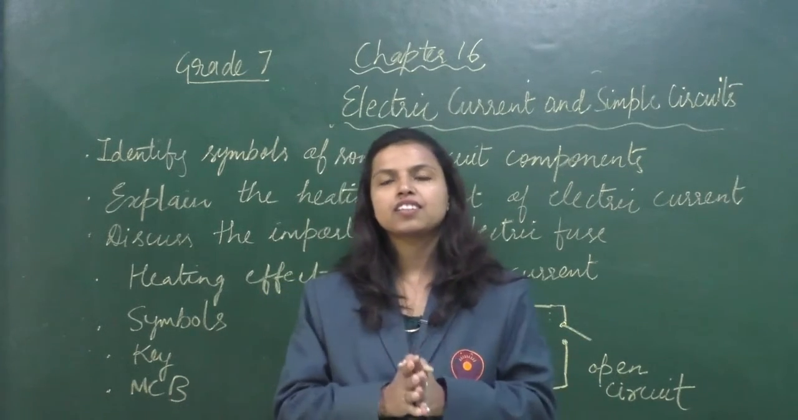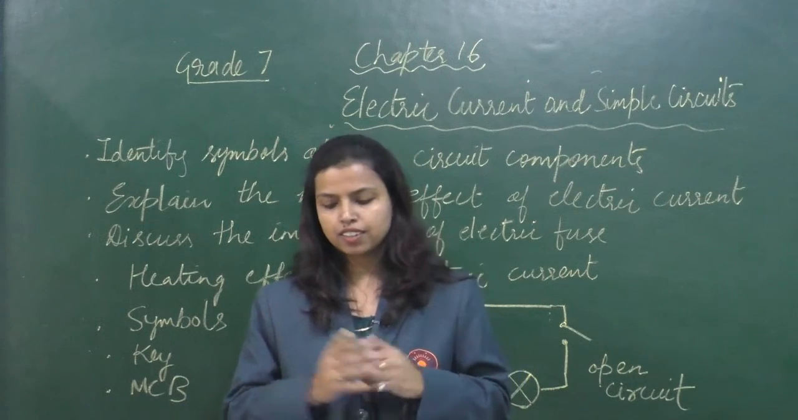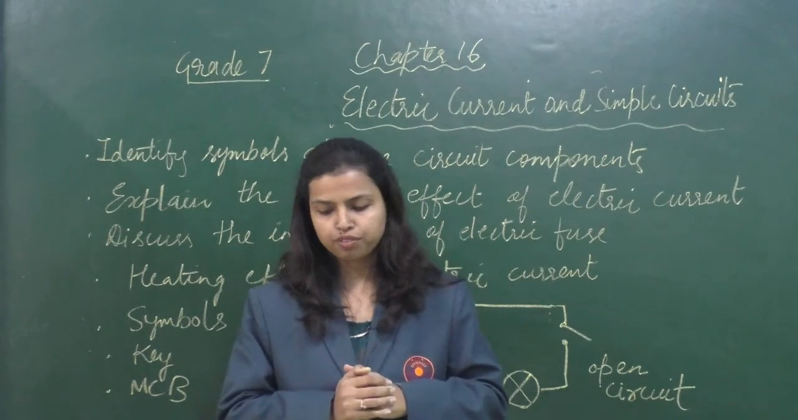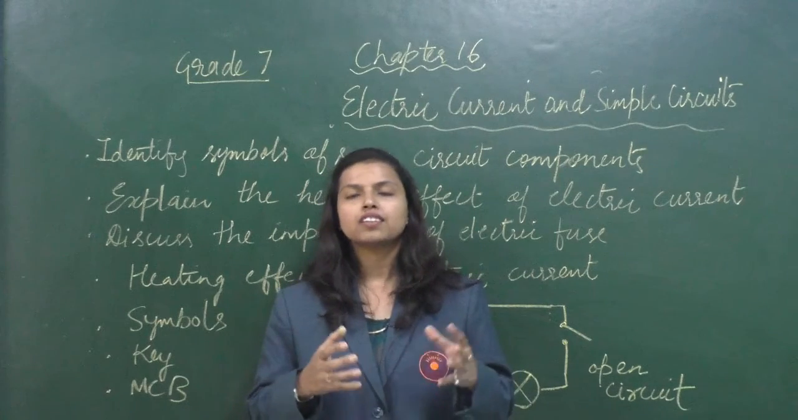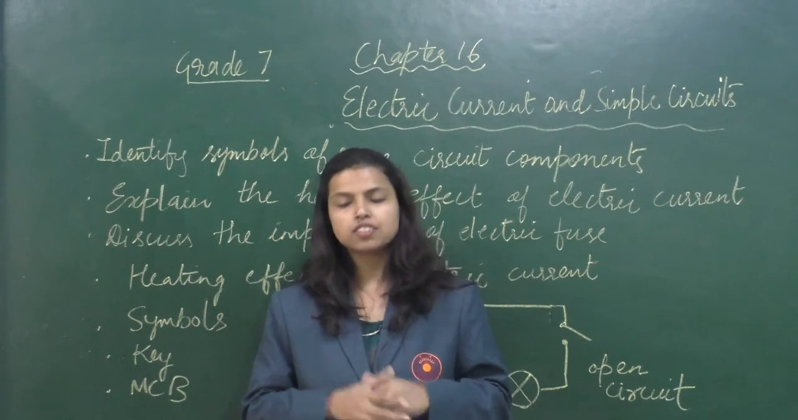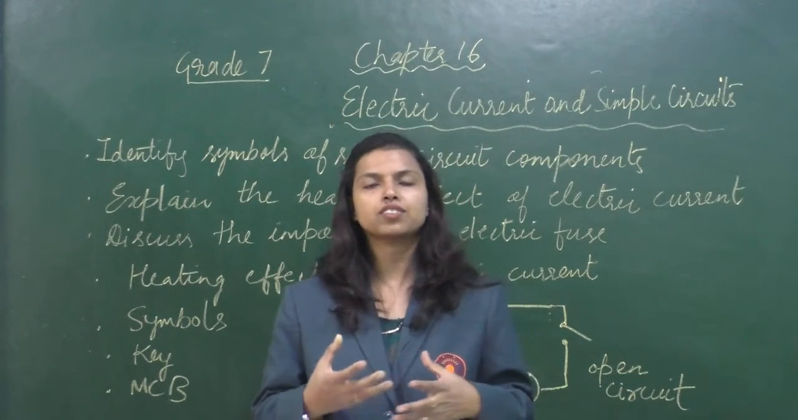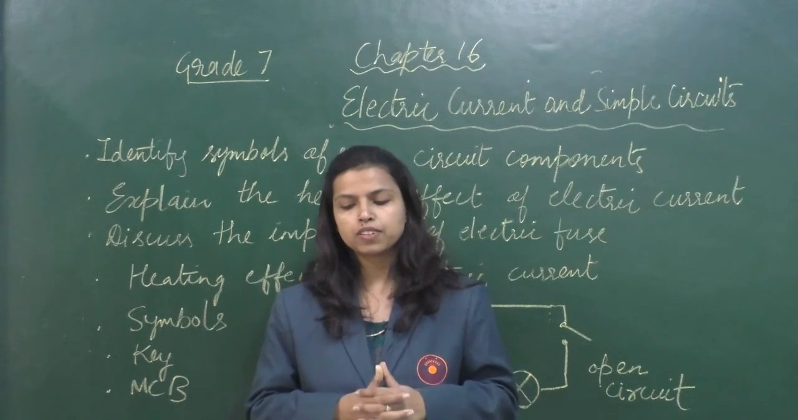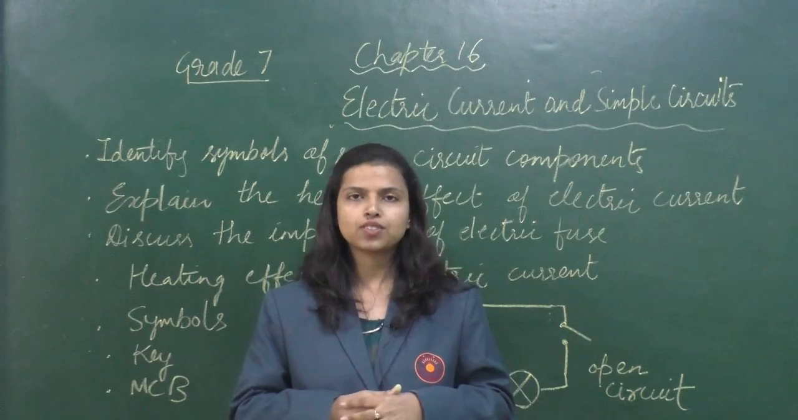Sometimes you may have seen the situation in your house that the fuse is blown off and the electric supply is cut off. So can you tell the reason behind this? This is because an enormous amount of heat is produced in the electric circuit. It can cause damage to electrical appliances also.